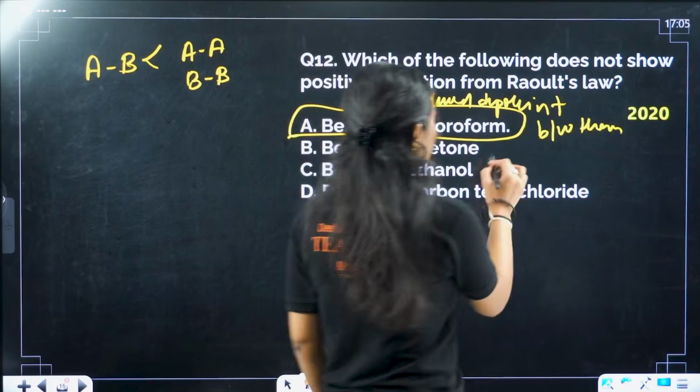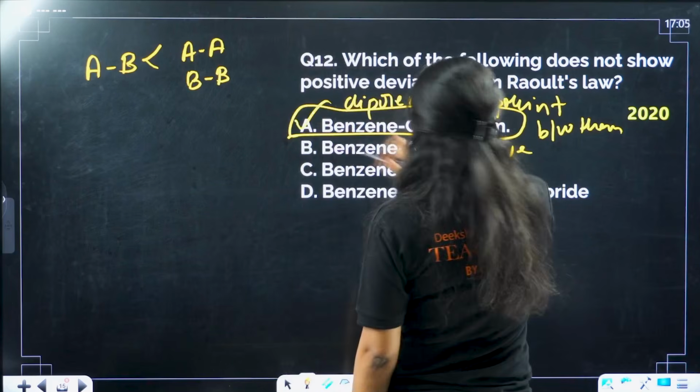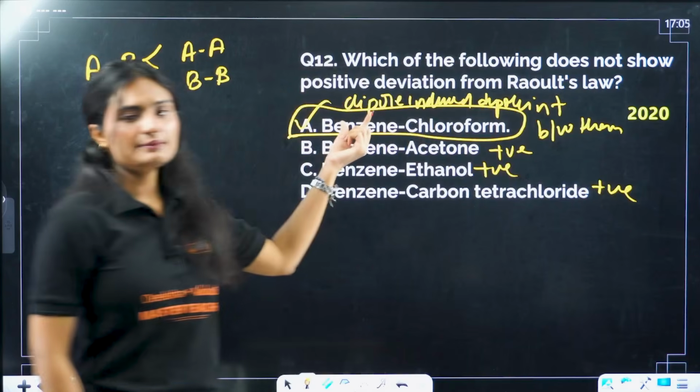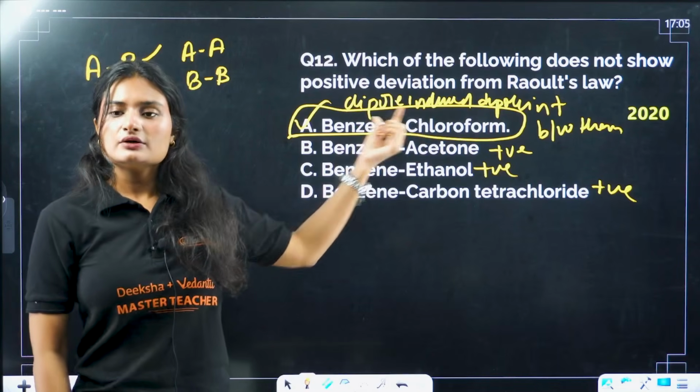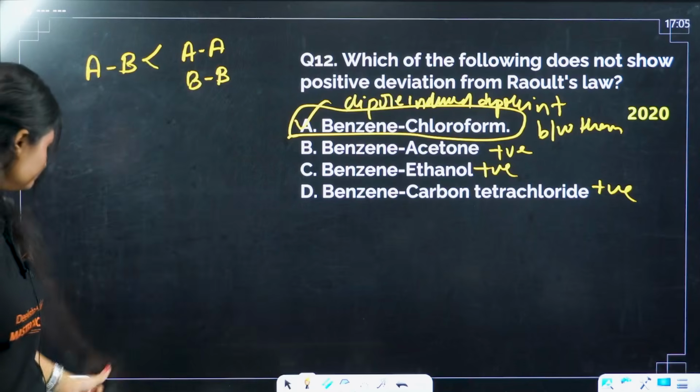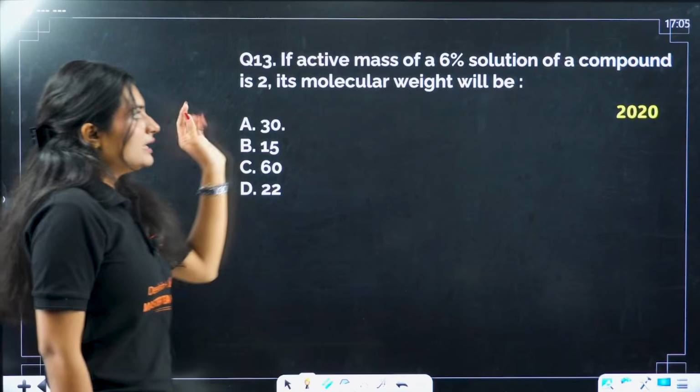So all of these show positive deviation from Raoult's law. Only this one shows negative deviation. Why? Because of the pi electron cloud of benzene, in chloroform dipole-induced dipole interactions happen. Okay, next question. Active mass.